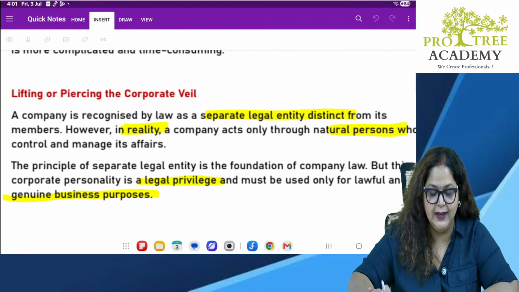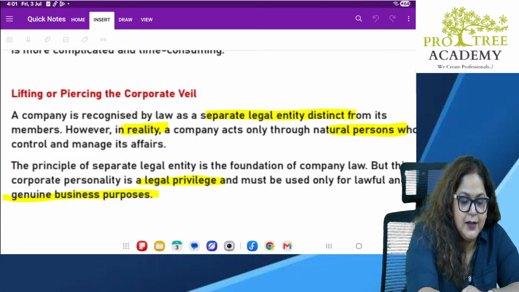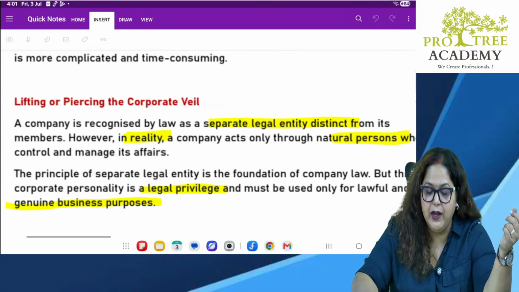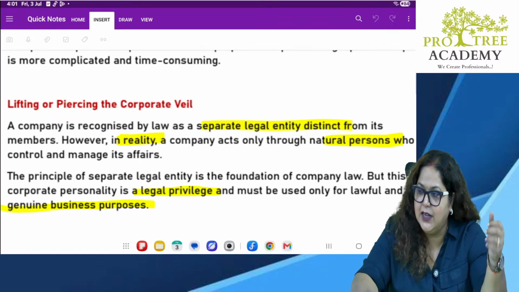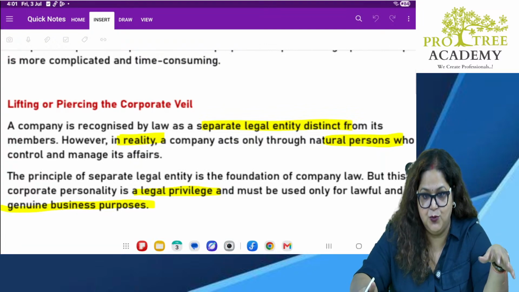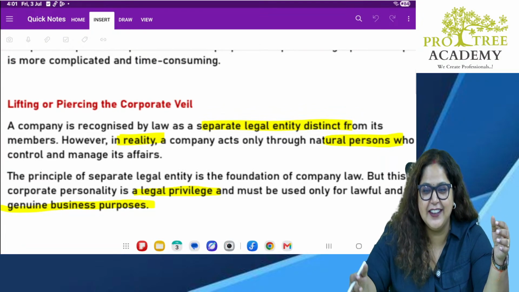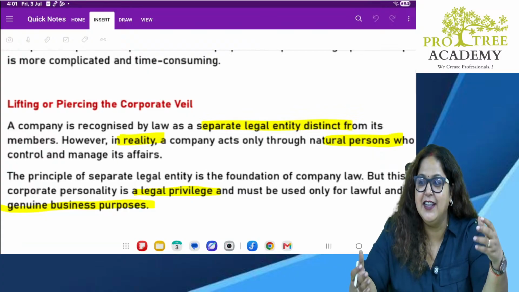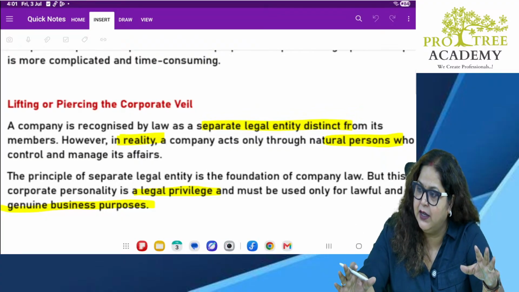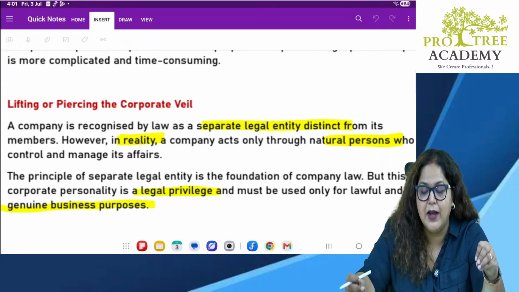So with that cool mind, let's start the next topic of our Elements of Company Law: lifting or piercing the corporate veil. But before that, we have to understand what is the meaning of corporate veil. What is the meaning of veil? A dupatta. Okay, so that is a shield. The veil is covering something. So it is a shield for the people who are managing the company.